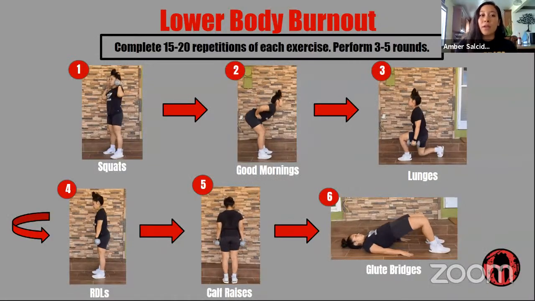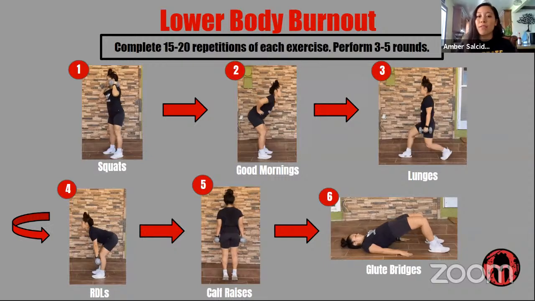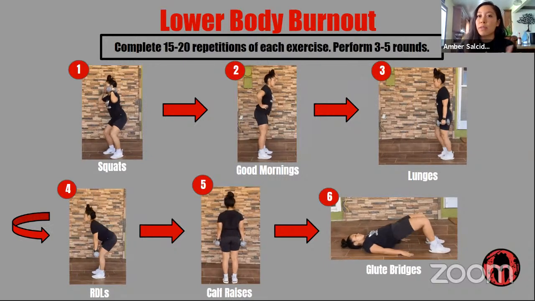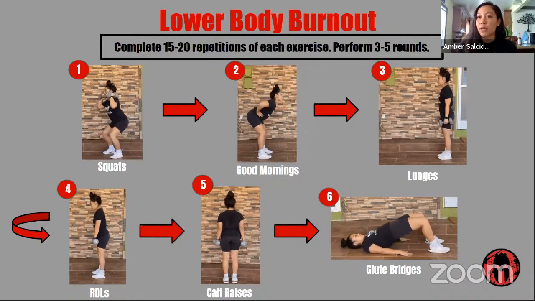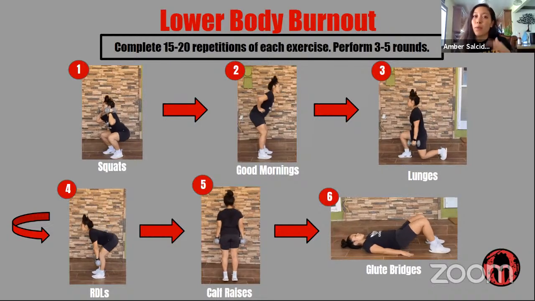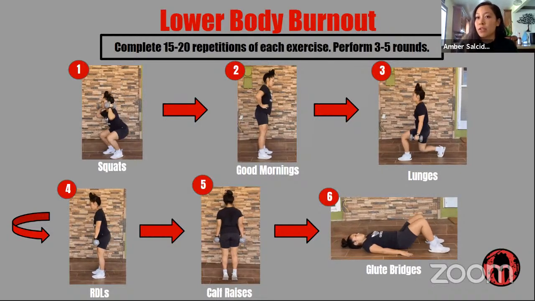The lower body burnout here, so you're hitting the quadriceps and the hamstrings. I even have calves and glute focused workouts here. This one's 15 to 20 repetitions. And of course, depending on what you're working on, if you're working more on strength, it's going to be fewer repetitions with more weight, and then vice versa for muscular endurance.